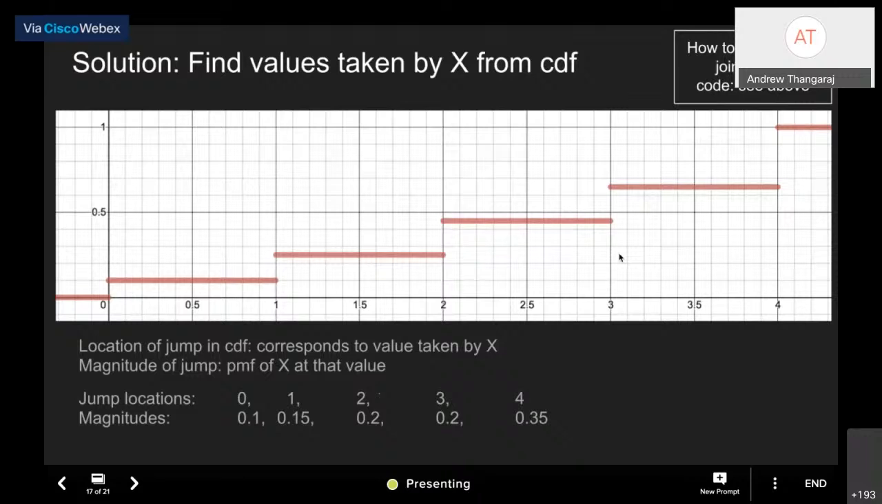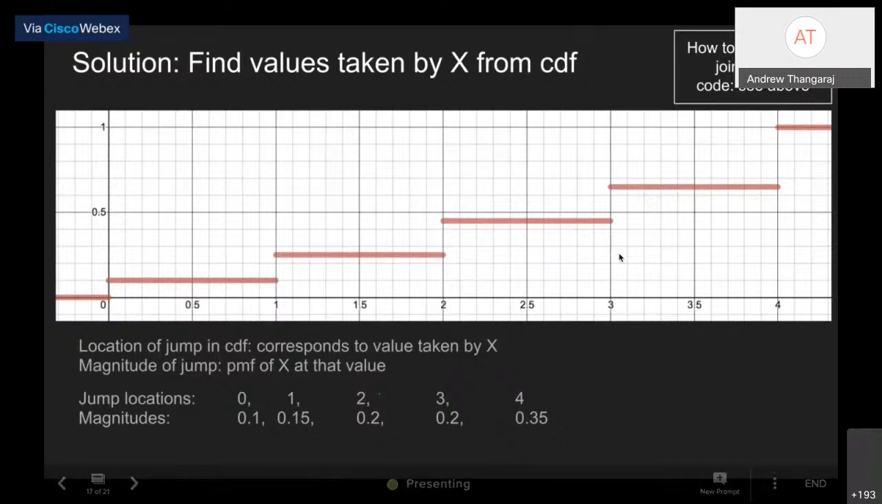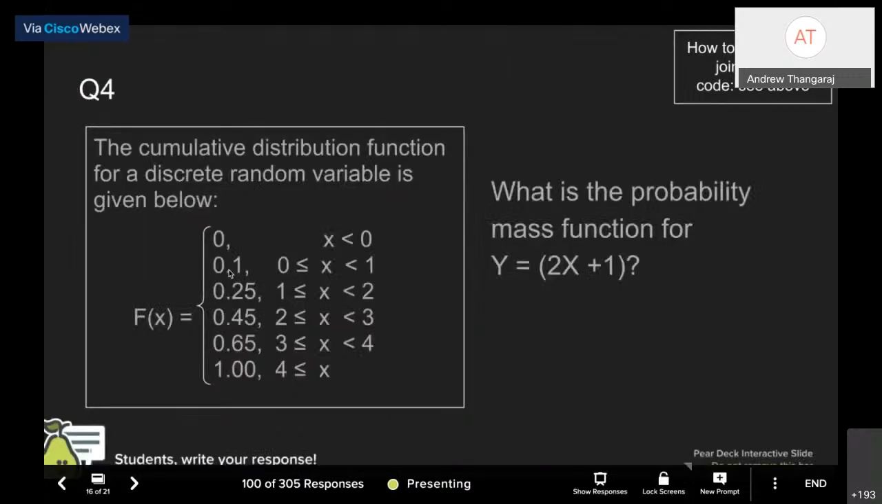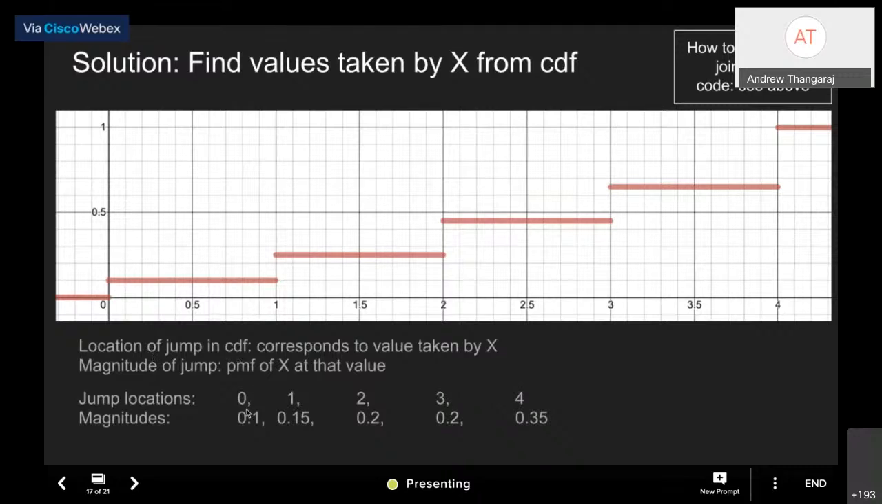Somebody is saying, why do you say the probability that x equals 1 is 0.24? Maybe I should show you the previous slide. It's 0.1. The 0.1 you probably read as 0.01, so that's why I think you wrote 0.24. The first jump is 0.1, not 0.01. So you have 0.15. Check it. It's just the magnitude of the jump. It should be okay.